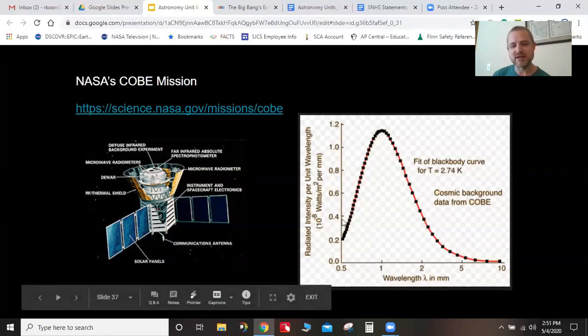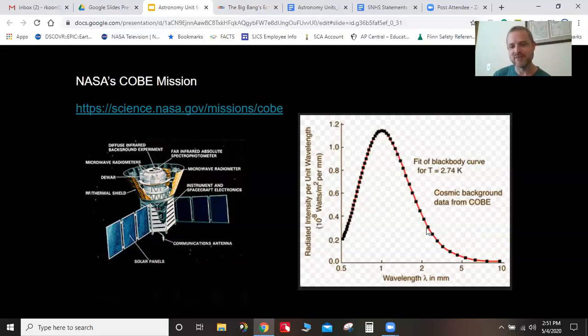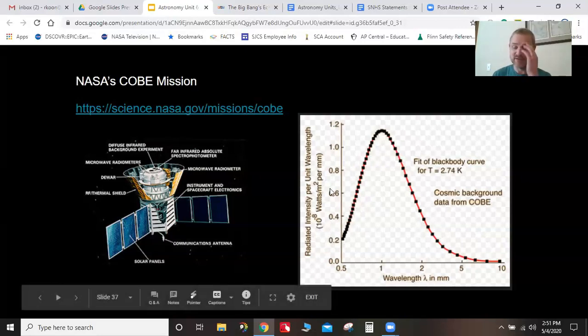So basically, this is the most accurate. Look how perfect each point and where the peak is fit the predicted curve from Wien's law. It's beautiful.